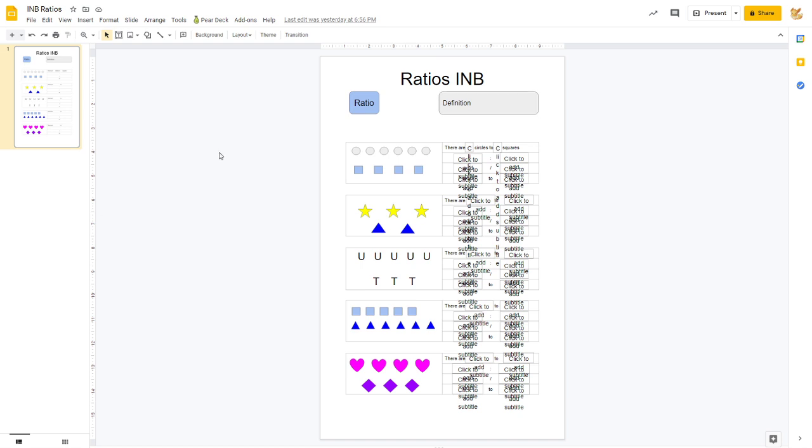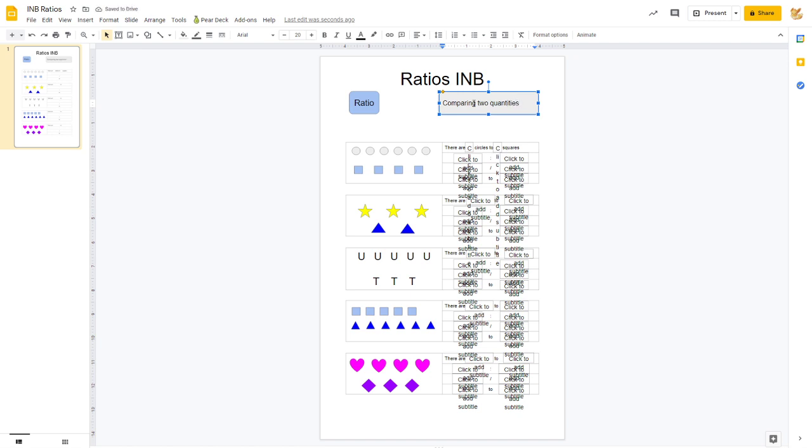This time we're going to be looking at our ratios INB. So for those who don't know what a ratio is, basically it's where we're comparing two quantities. These quantities can be books to students, teachers to students, boys to girls, soccer balls to footballs, anything like that, comparing two things.